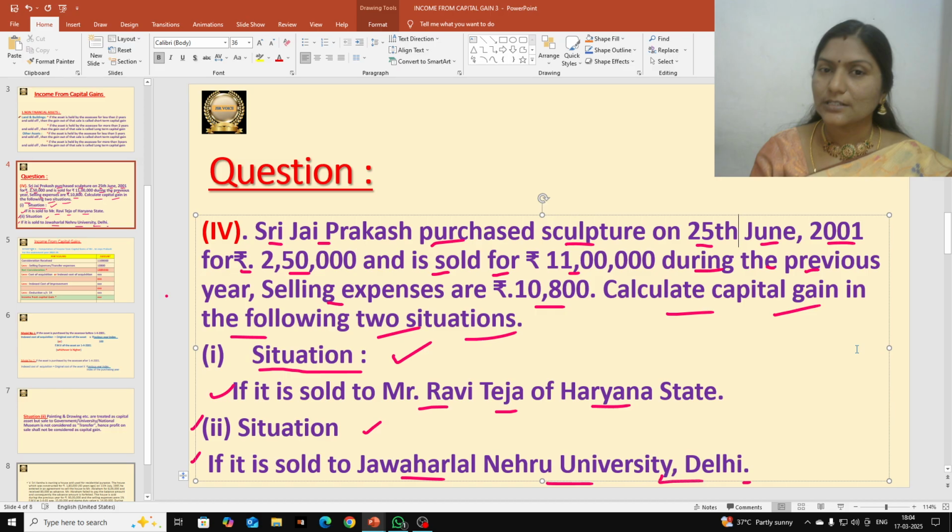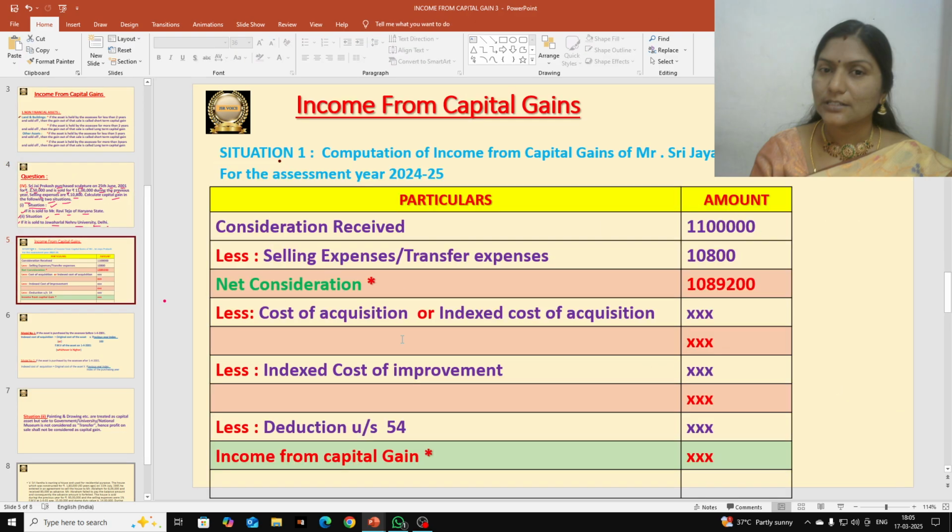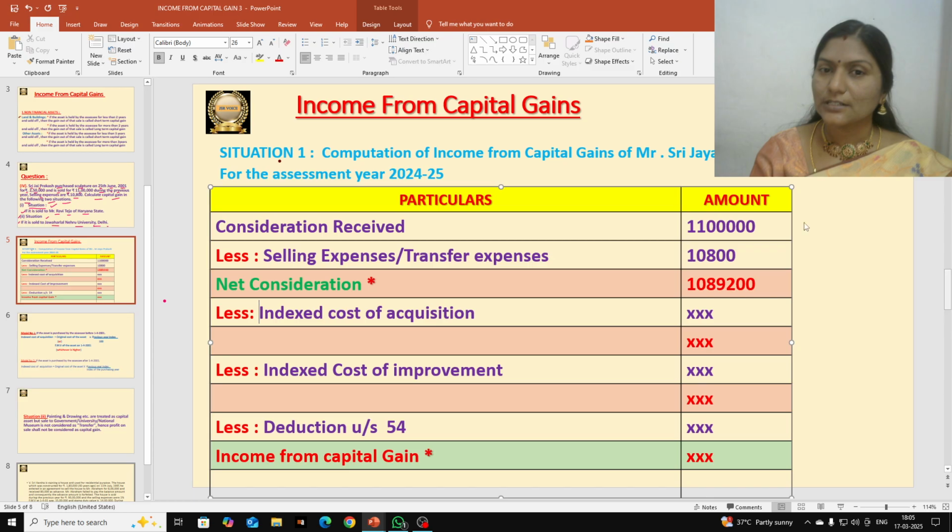So here he purchased in 2001 and is selling it in 2023. After so many years he is selling, but we have to take into account the 3 years period. He is selling after more than 3 years only, which is why we have to treat it as a long term capital asset. In case of long term capital asset, we are going to deduct indexed cost of acquisition, so I am going to delete this cost of acquisition. Hope everyone understood this.